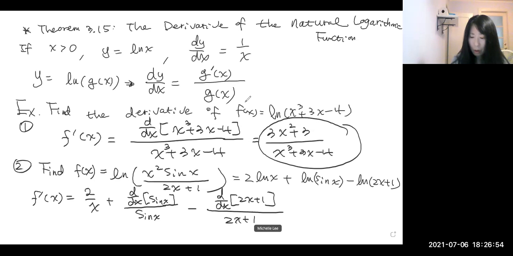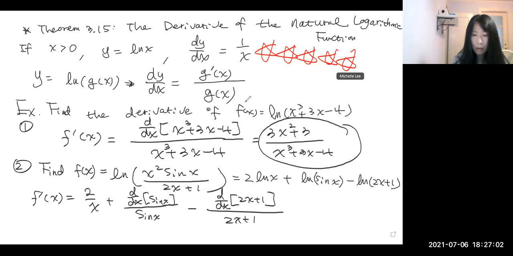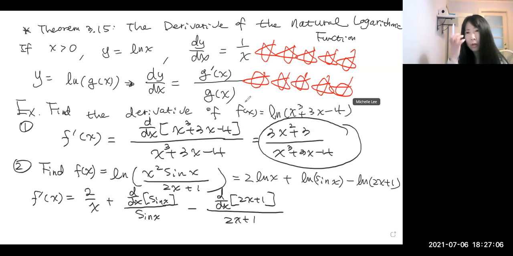Okay, so we're going to use this one a lot. Five stars. So please remember this one. And also earlier, the exponential function with derivative: e to the g of x, then e to the g of x times the chain rule, g prime of x. So there is a five stars as well.